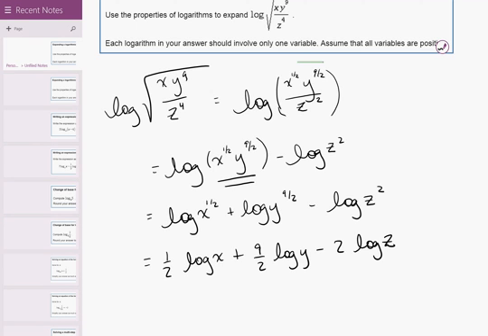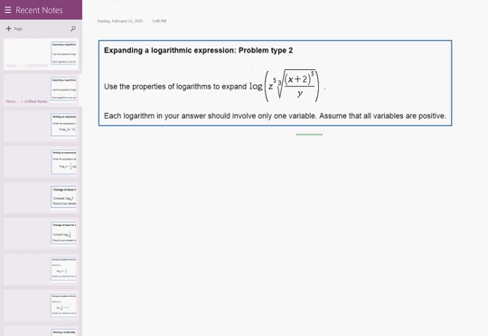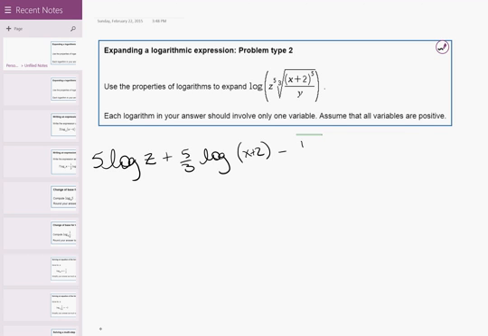I'll do another example for you, and I'm going to start just by writing the answer. This is going to be 5 times the log of z plus 5/3 times the log of x plus 2 minus 1/3 log of y. So I took the expression, and everything that's multiplied is positive, everything that's divided is negative, and I just pulled the exponents out front all in one step.